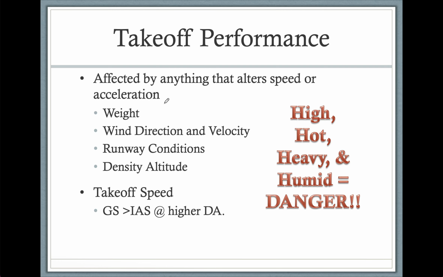So it's really important that you fly your gauge speeds, not what it looks like out your window. So if you rotate at what you think is 55 knots at a high density altitude because it looks like the ground's coming past you at 55 knots, you're not going to be at 55 knots yet. Your airspeed indicator will read lower because you need to go faster for the same indicated airspeed.